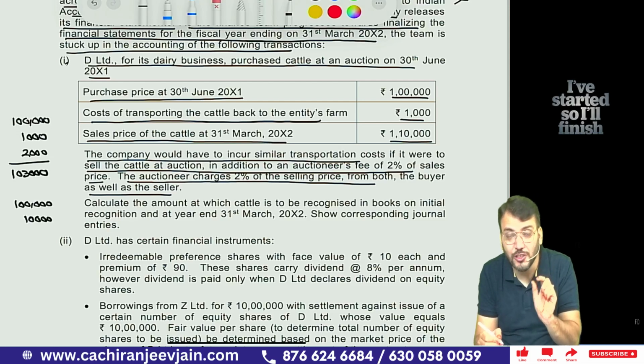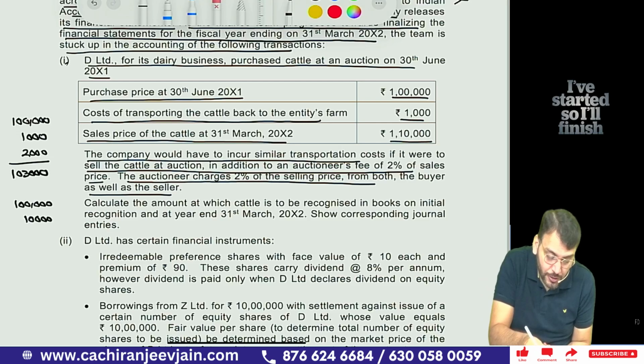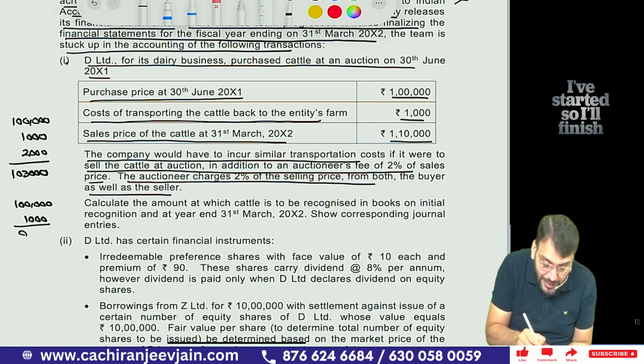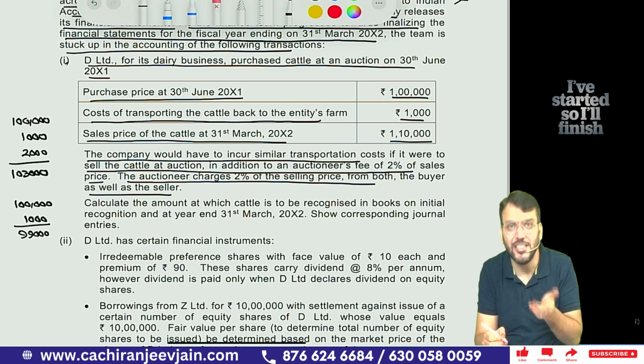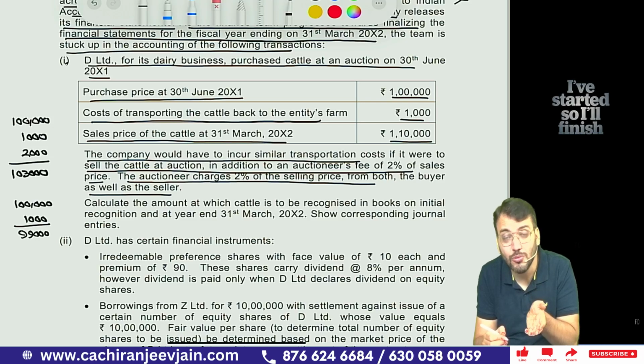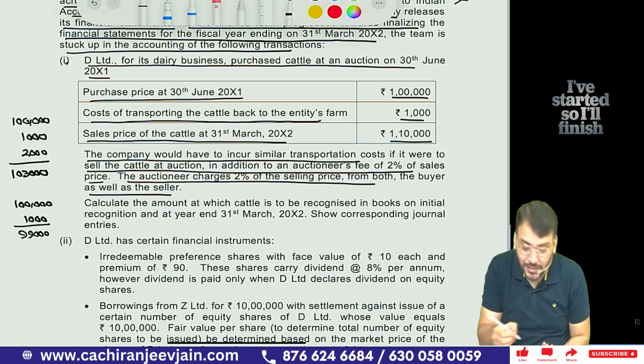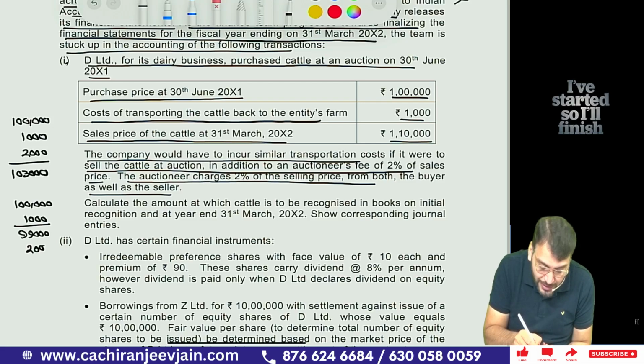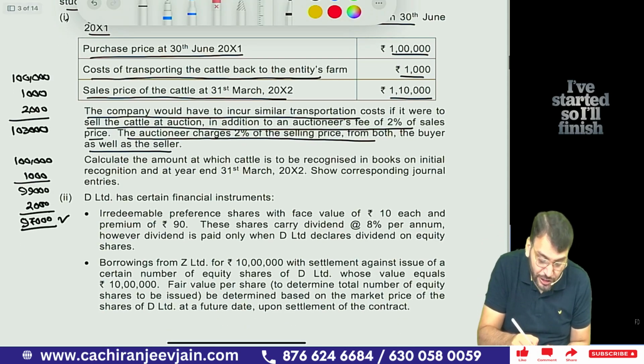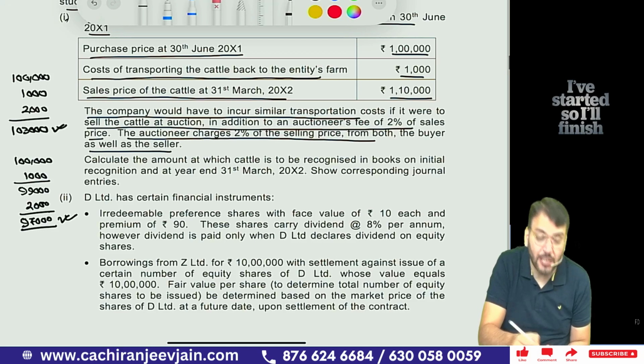So fair value means what? Market price minus transportation cost. This becomes fair value. So fair value becomes actually 99,000. And from this we will also deduct cost to sell. And cost to sell means transaction cost to incur to do that sale. Correct? So that is also 2,000. 2,000 will also be deducted. So it will be initially measured at what? 97,000. So 97,000 is the initial measurement, but the payment has been done 1 lakh 3,000.